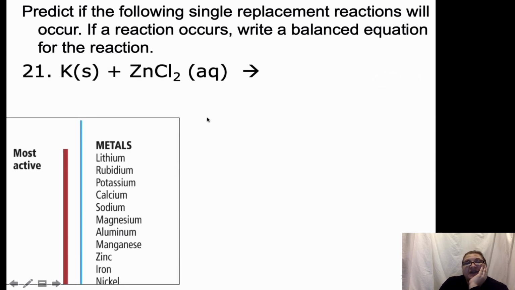These are some examples right here. Predict whether the following single replacement reactions are going to happen or not. So would potassium replace zinc? We look at potassium right here. Zinc is much lower. So no, zinc will not replace potassium, and we'll end up with potassium chloride plus zinc. So it kind of kicks it out.